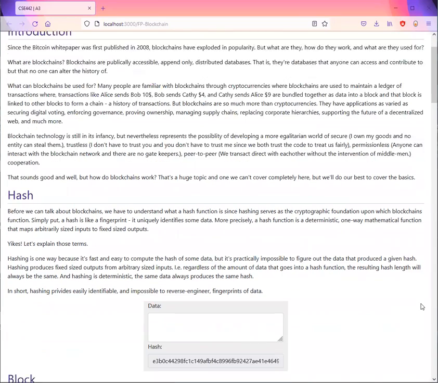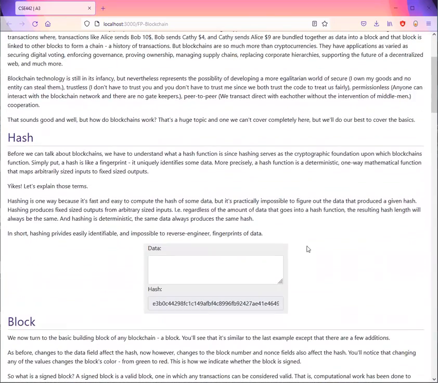The first component is the hash function. Hashes are used to uniquely identify some data. It's like a digital fingerprint. Changing the data changes the hash.